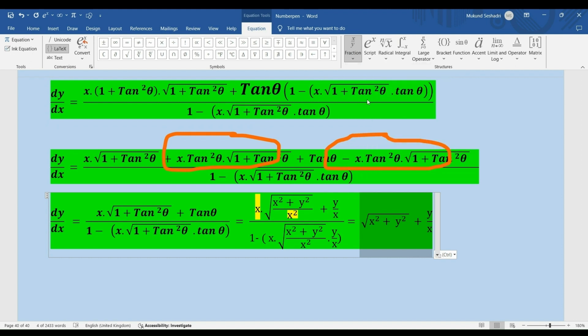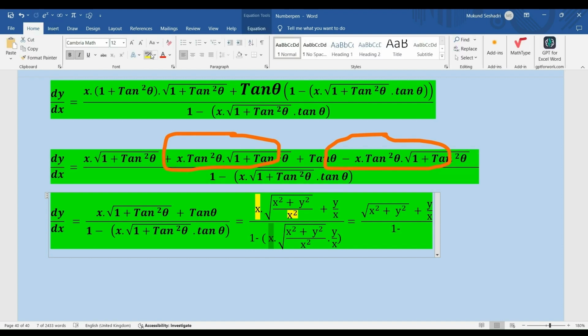And then I will have to go down to my denominator. I have a 1 minus x times square root of x square plus y square by x square into y by x. Again, an opportunity to cancel out the x here. I'm highlighting it in yellow, folks. I'm canceling out x with the x term of y by x, right? Which means I have 1 minus y times square root of x square plus y square divided by x square, right? So this is what I have.